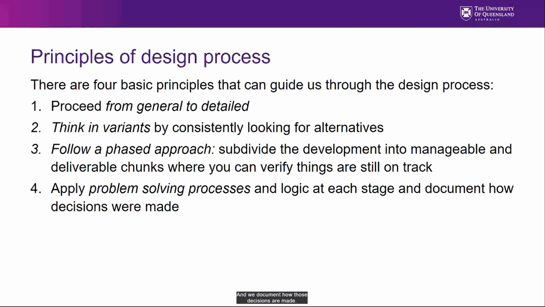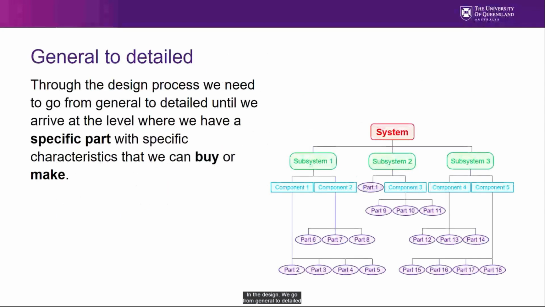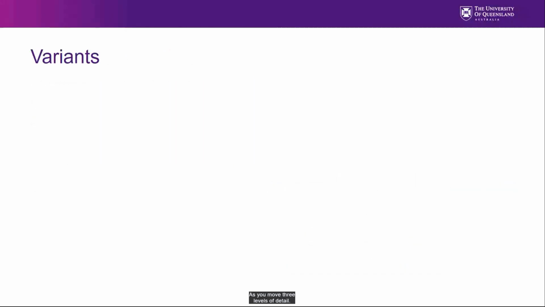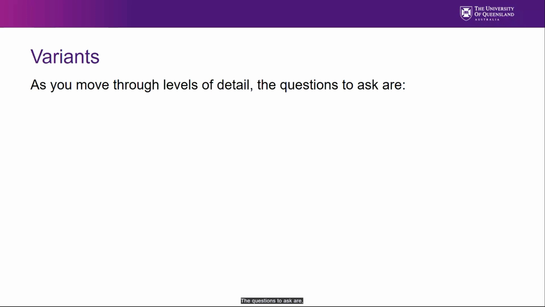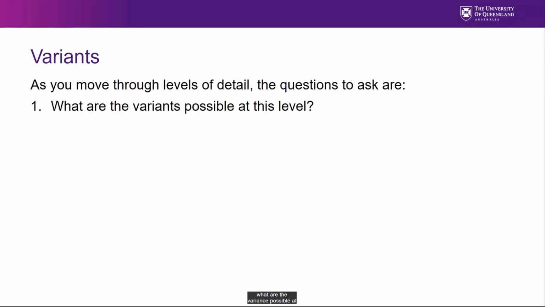those decisions are made. In the design, we go from general to detailed until we arrive at the level where we have specific parts with specific attributes such that we are either able to buy them or make them. As you move through levels of detail, the questions to ask are, what are the variants possible at this level to deliver what is required?